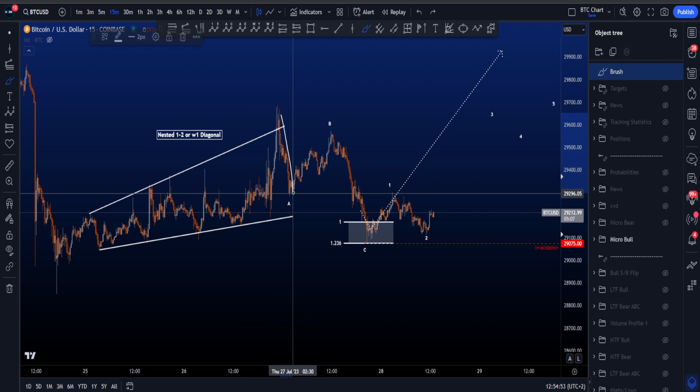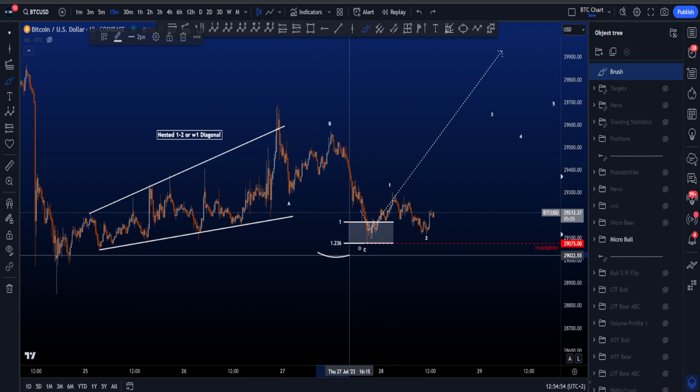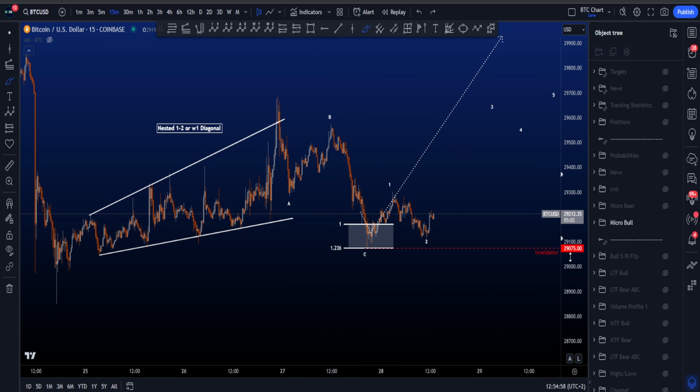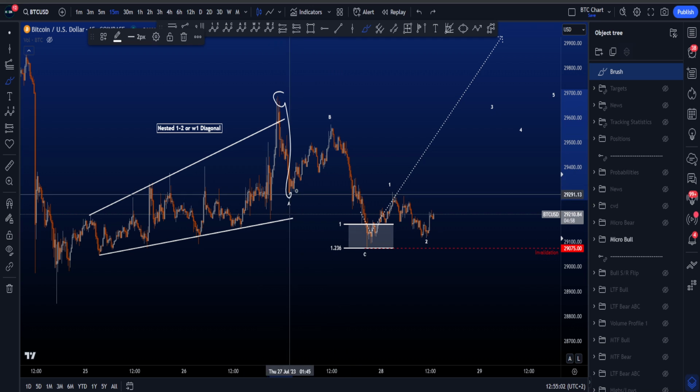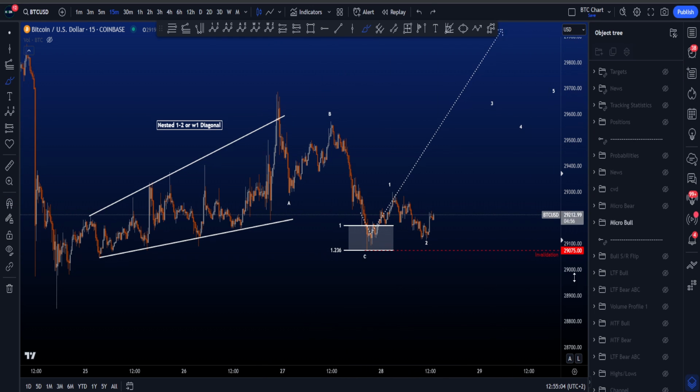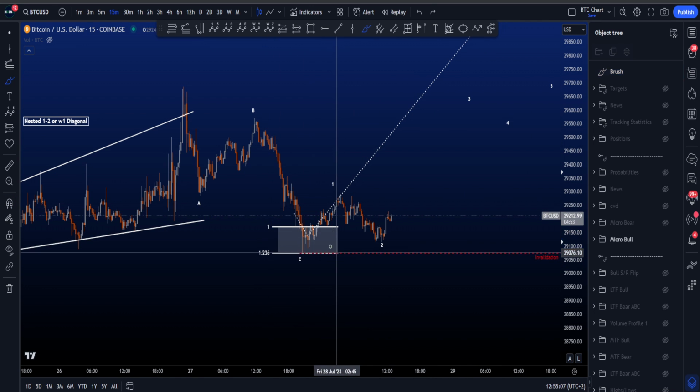followed by a zigzag in an ABC structure where wave C ended in the most common target area for a wave C, which is between the 1 and the 1.236, taken from the high to the low of A to the high of B, which as you can see has been very nicely respected indeed.